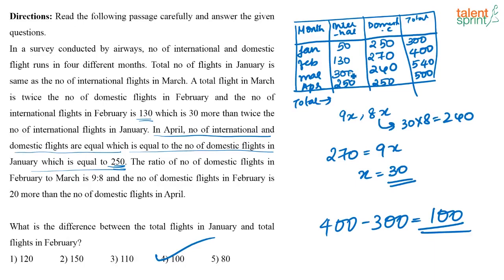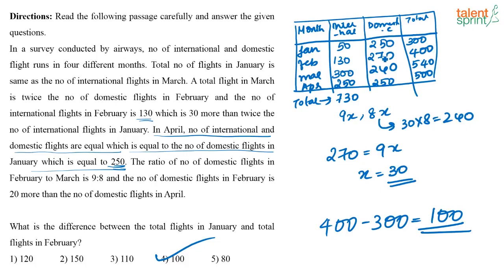300 plus 300, that is 600. 600 plus 130, that is 730 international flights totally. How many domestic flights are there totally? 250 plus 250, that is 500. So again, 500 plus 250, that is 750.